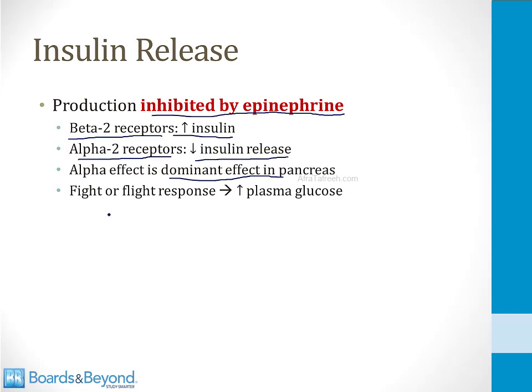Therefore, as you know, when you experience the fight or flight response via the sympathetic nervous system, the result is to raise the plasma glucose level, and this should make sense to you. You want more glucose in the plasma in the setting of a fight or flight response.